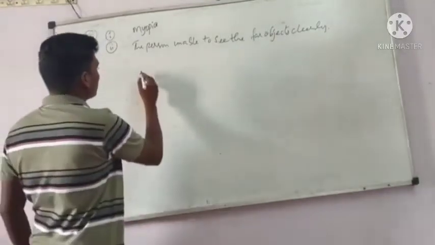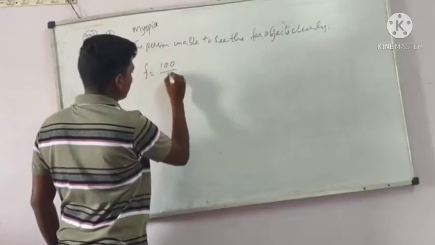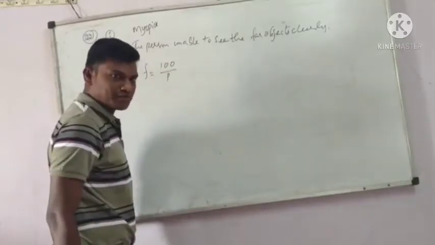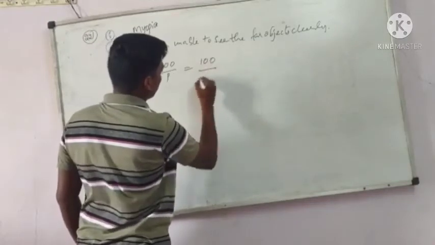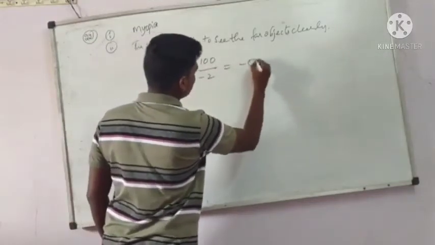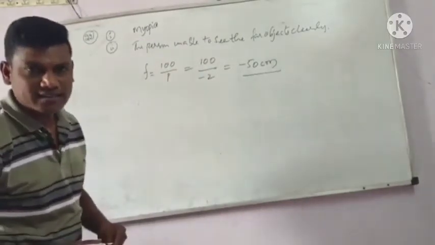And what is the focal length? F is equal to 100 by P, that is, we know that. So that is equal to 100 by minus 2, that is equal to minus 50 centimeter. This is the focal length.